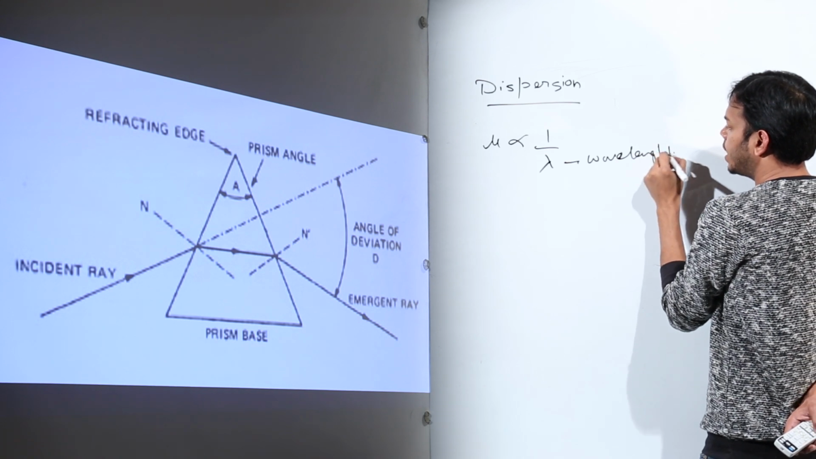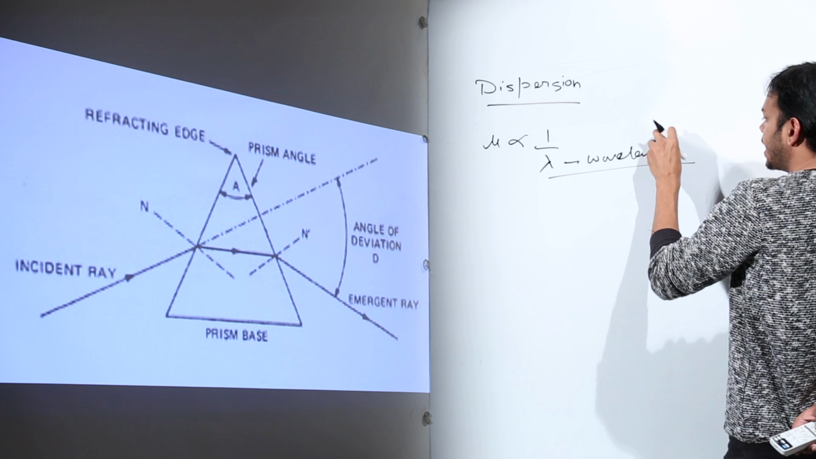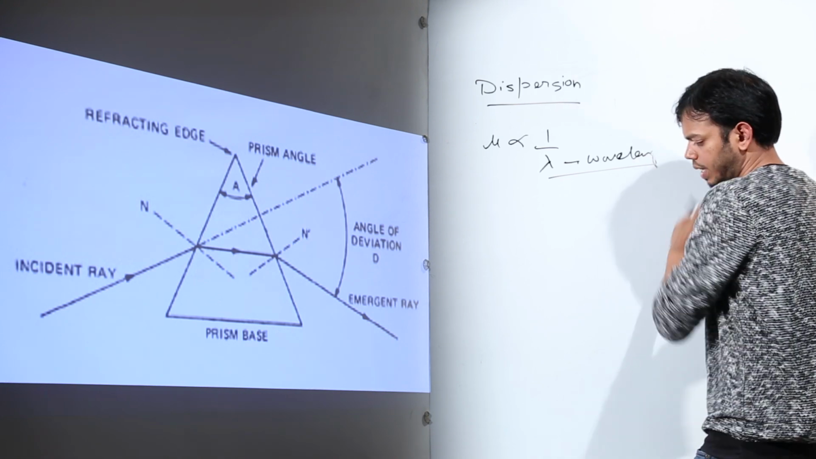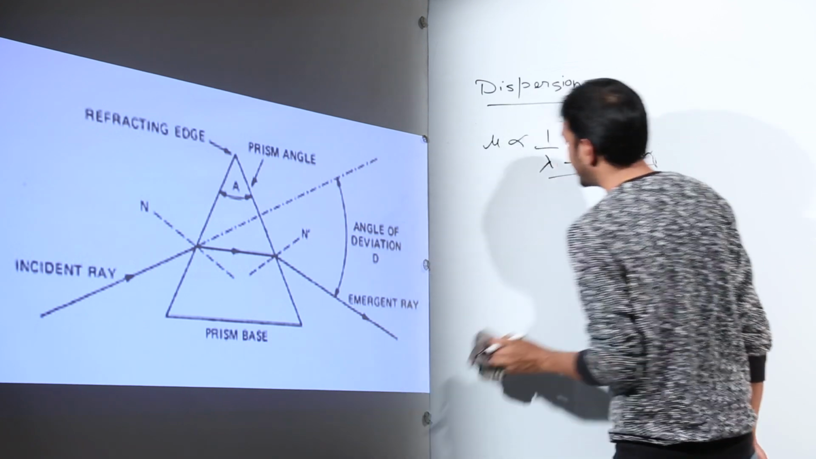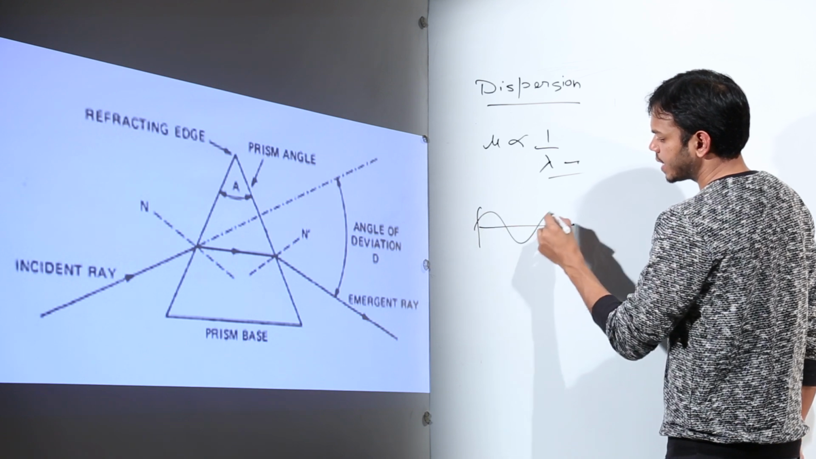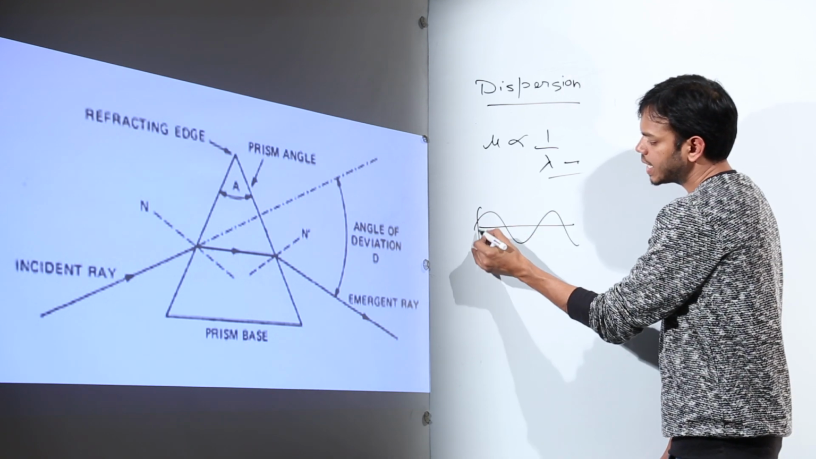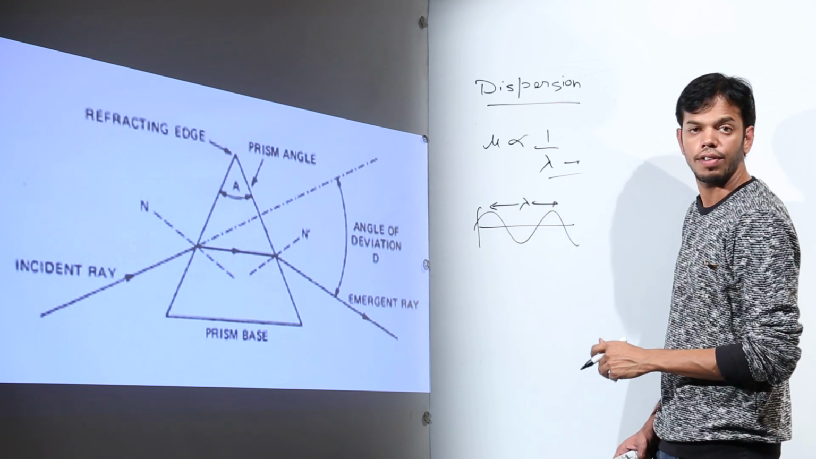See, light is made up of both electric and magnetic fields. Okay, I'll give you a simpler explanation. What is wavelength? Light travels in the form of waves like this, right? The distance between any two consecutive crests or troughs is called wavelength.